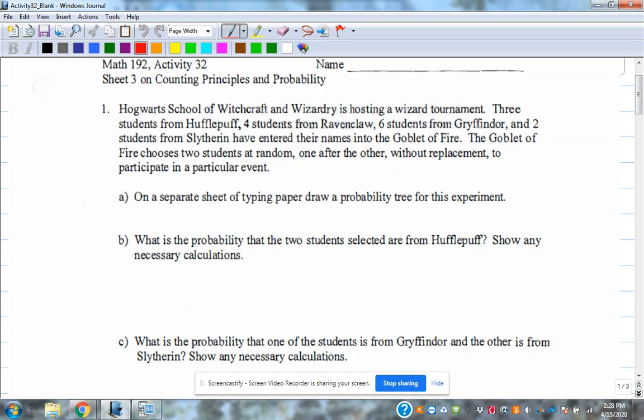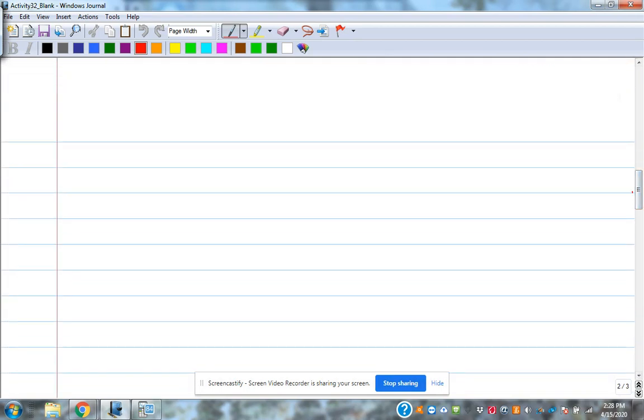On a separate sheet of paper, whether it be typing paper or regular paper, doesn't matter, we're going to draw a probability tree for this experiment. So I'm just going to go down here to this problem, and so we have the Goblet of Fire here.